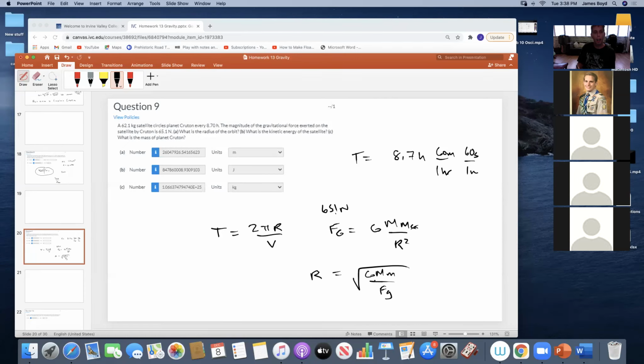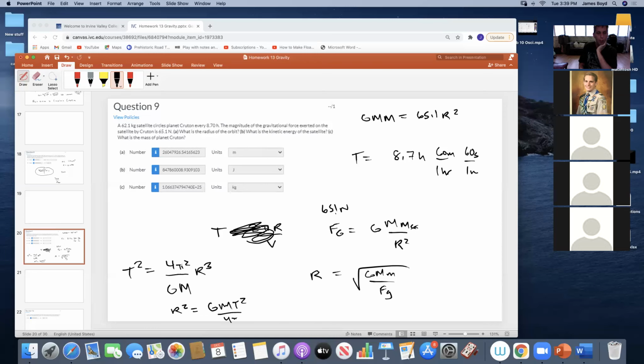Now, what can we do there? Well, we know that GMm is equal to 65.1 r squared. So maybe I should do this. Actually, I shouldn't have done that yet. I don't think that's going to help me. I need to find GM. Oh, I'm being dumb. Don't do that. T squared is equal to 4 pi squared over G big M times R cubed, right? So R cubed is equal to GM T squared over 4 pi squared.